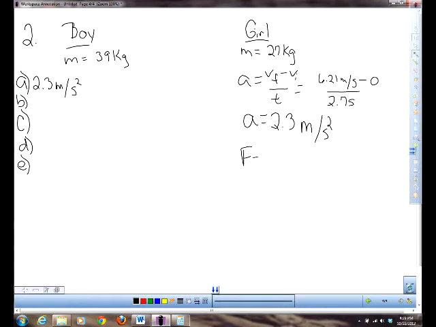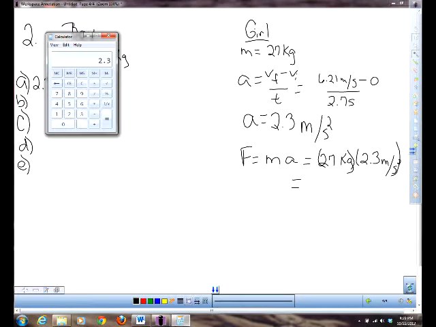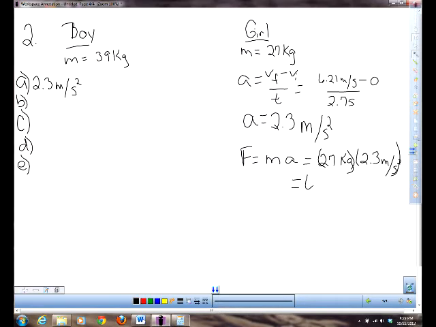So force is equal to mass times acceleration. Her mass is 27 kilograms times the acceleration that we just found, 2.3. Okay, so 27 times 2.3 equals 62.1. We'll just leave it at 62 newtons. So our force now is 62 newtons.